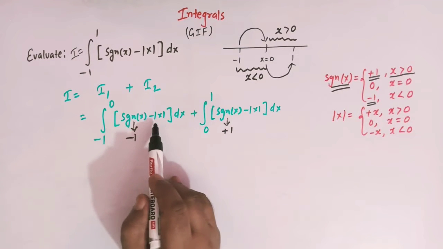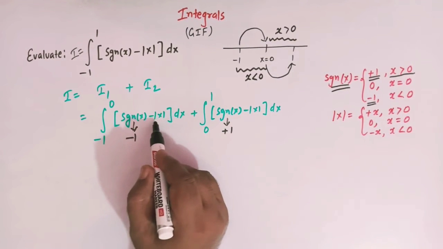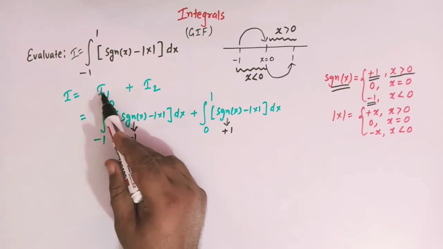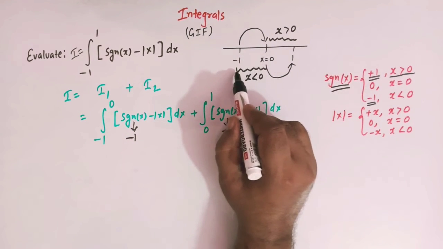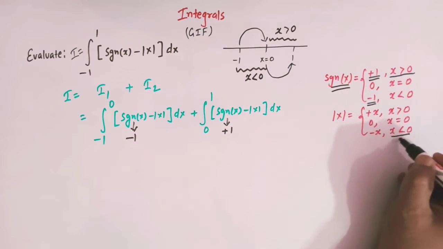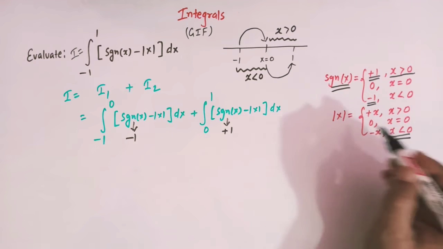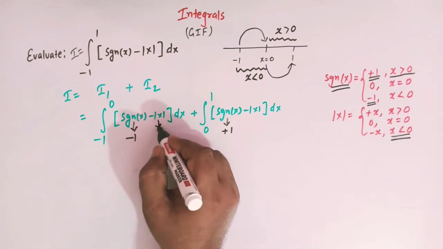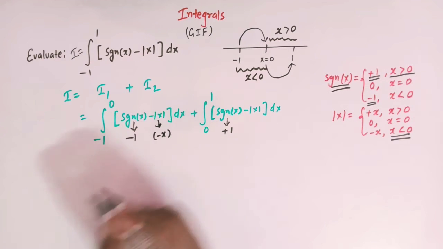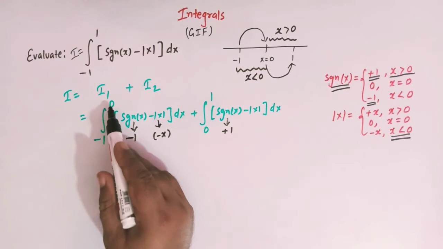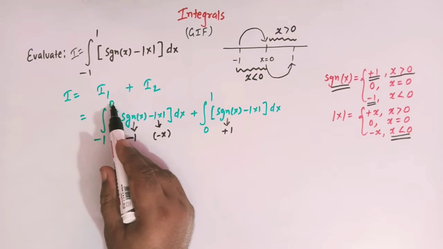Okay, now let us come to the mod function. Here we have -1 to 0 in I1. So obviously all the values of x are less than 0, right? So when x is less than 0, then mod of x is equal to negative x. So here we'll have minus x, right? Because x is less than 0 in the interval -1 to 0.